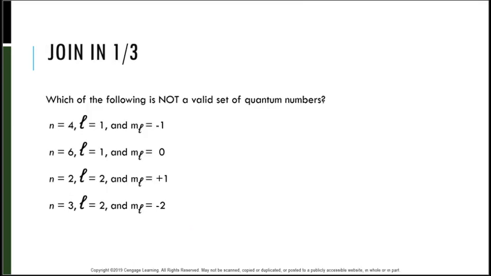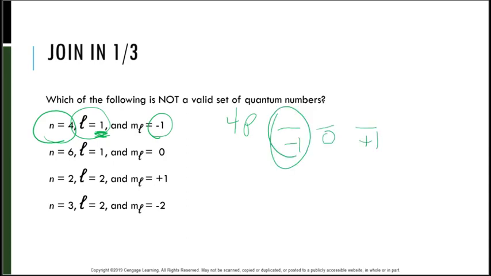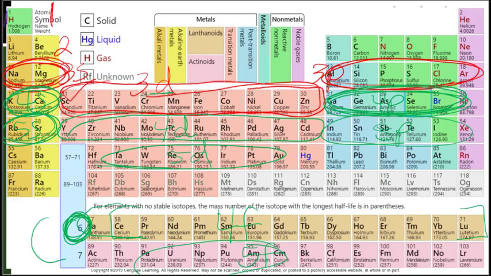Which of the following is not a valid set of quantum numbers? Can I have in my 4th energy level a p with an orbital value of -1? Sure, that would be 4p, and there would be 0, -1, and +1. Yes. In energy level 6, can there be a p with a 0? Sure. 6p, and there's 1, 2, 3. The 0 is the middle one. That would be 6p, and I have 6 different p's. So yeah, that would be an option.